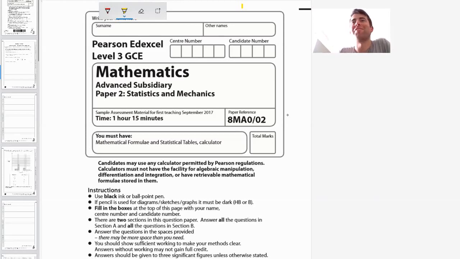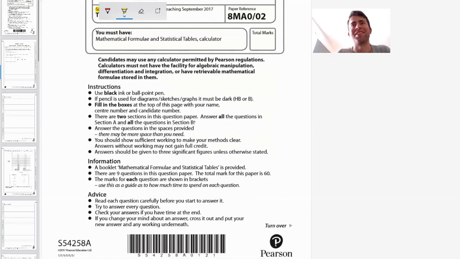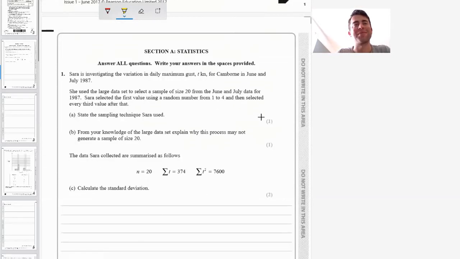In this video, I'm going to be giving you hints and tips as to how to start each of the questions on Edexcel's AS Sample Assessment Materials Paper 2. Now, Paper 2 of the AS exams is split up into two parts, statistics and then mechanics. We're going to start at the start, obviously, with statistics.